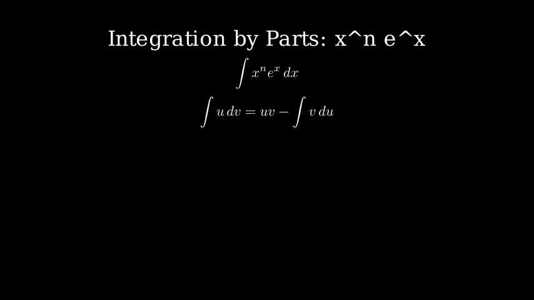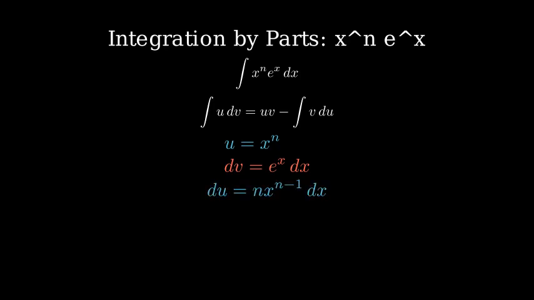To solve this, we'll use the integration by parts formula, which states that the integral of u dv equals u times v minus the integral of v du. For this integral, let's choose u equals x to the n and dv equals e to the x dx. These choices will help simplify our integration.